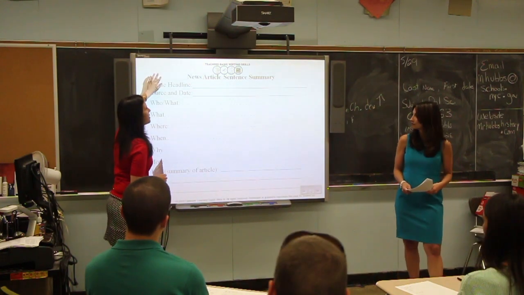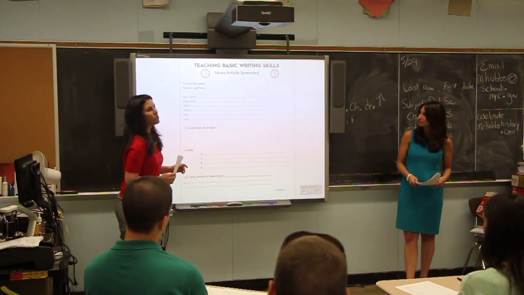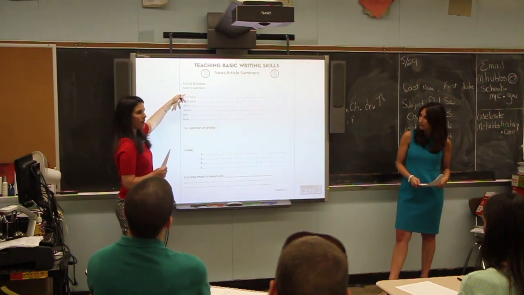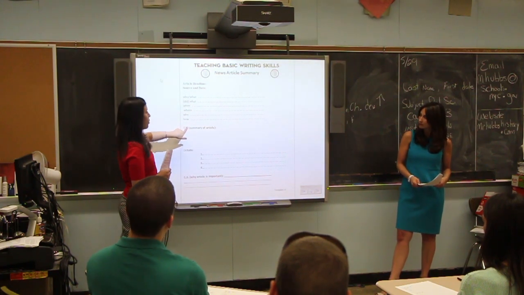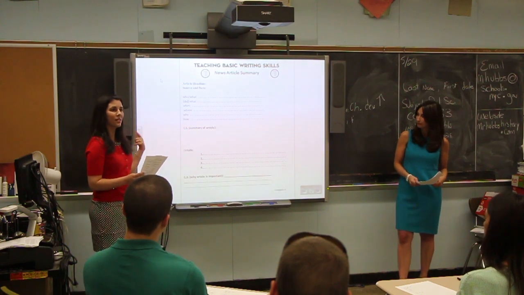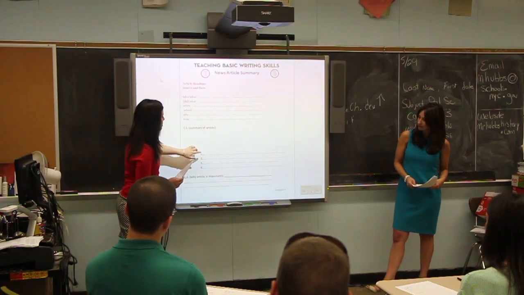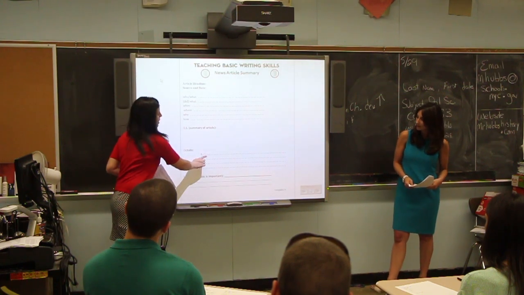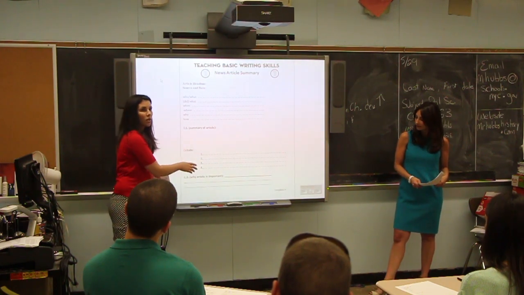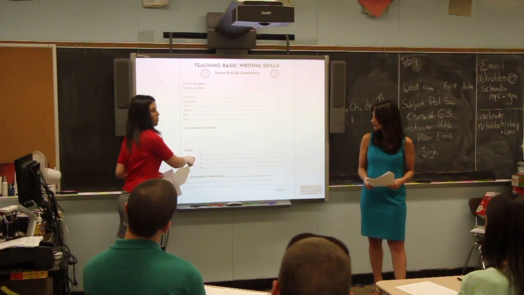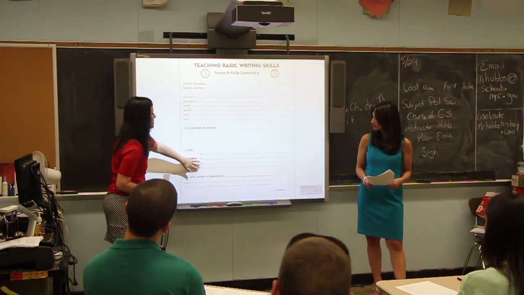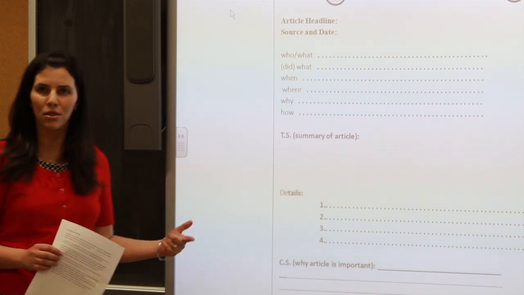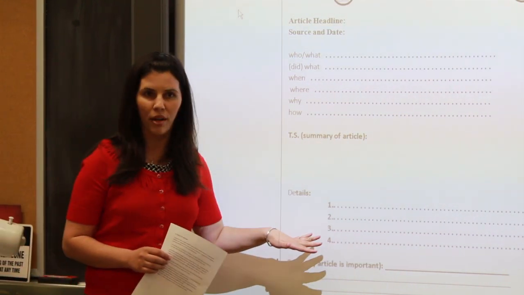Then you can move on to the next news article activity, which is the news article summary. If you notice, you still have this who, what, where activity where they combine it into a one-sentence summary, but it takes it to the next level because now they pull 4 relevant details from the article. If you notice, the details have the ellipses, the dotted lines, because they're going to write down their notes and keywords and phrases. They're not going to write full sentences. And then also they create a concluding sentence. And in this case, the concluding sentence is why is the article important.